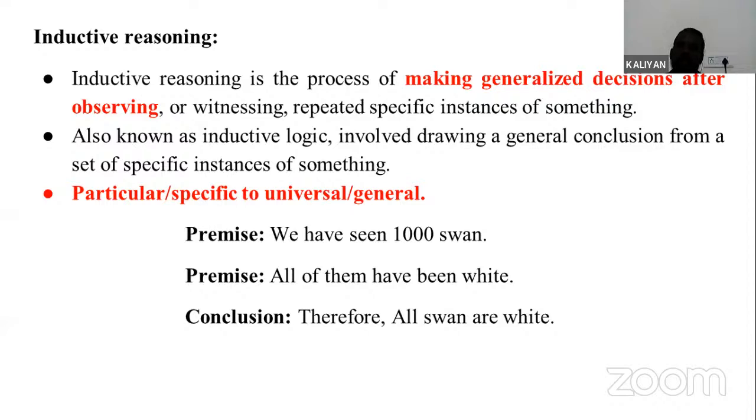So this is not fully correct. The particular phenomenon is correct: I have seen 1,000 swans and they are white. But that does not mean all the swans in the world are white. So that is the meaning of this. From the particular observation that we have seen 1,000 swans, we generalize that all swans are white. So this is inductive reasoning. Are you clear, deductive or inductive? Shall I move on next?